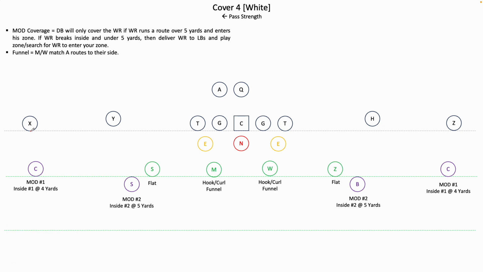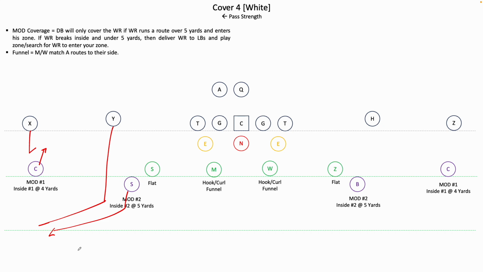This is a smash concept. This X is going to run a hitch. This Y is going to run a corner. What they want here is for the corner to come jump on this hitch route and leave our Spartan out here one-on-one to make a difficult play against this Y out route or the corner route.